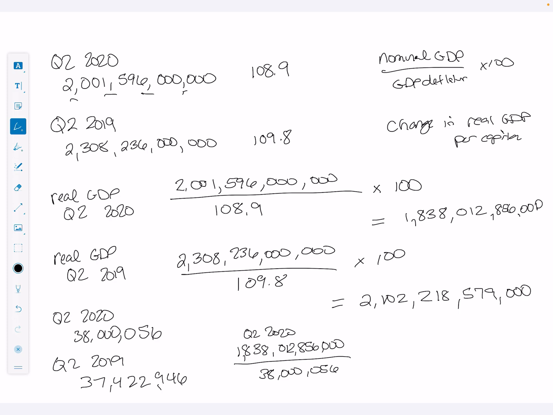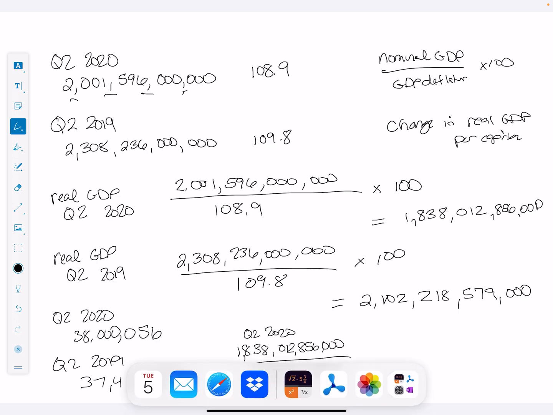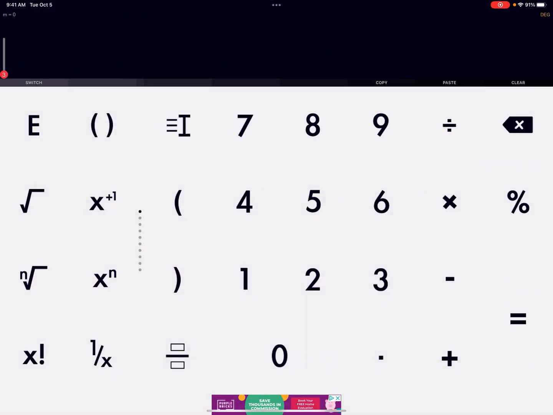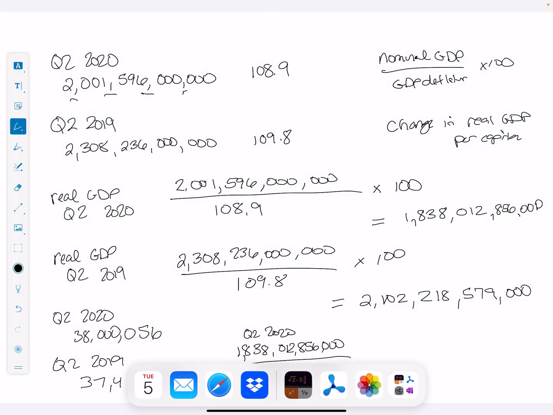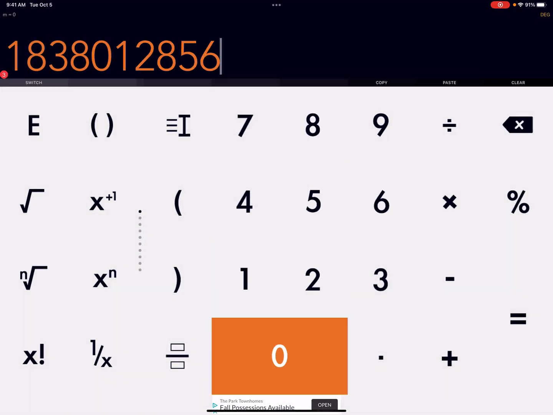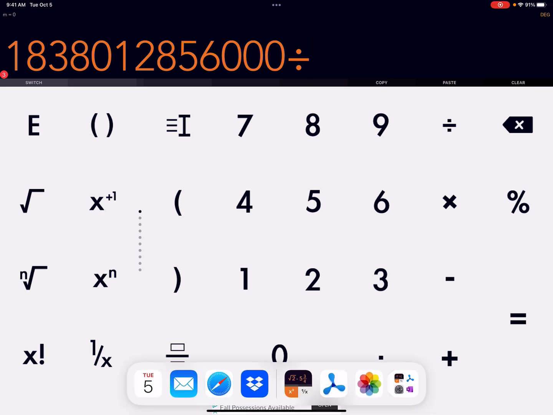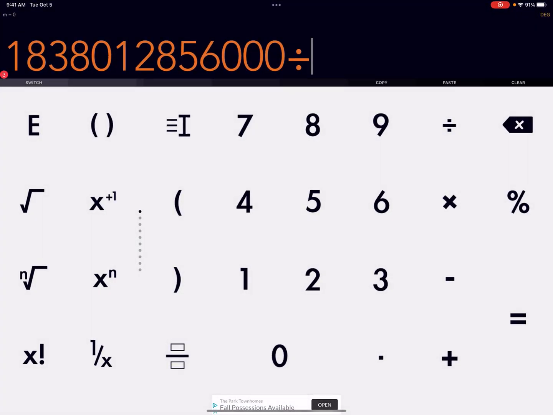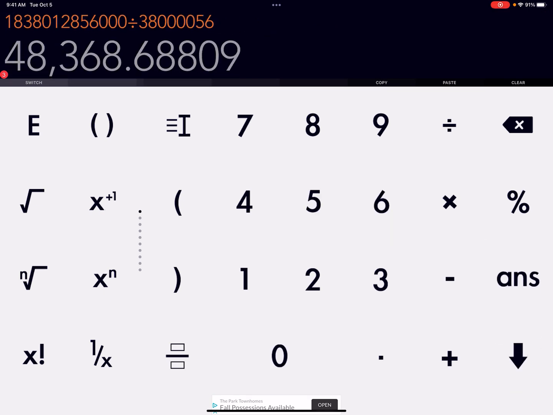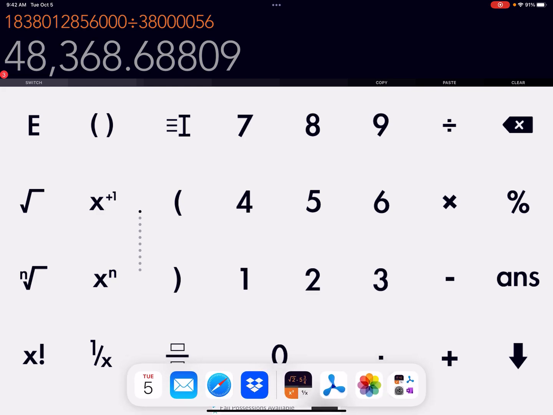38,000,056. Okay. Let's put that into our calculator. It's a lot of numbers to remember, so bear with me. Clear. 1,838,012,856, and our 3 zeros. Divide by our population, and our population is 38,000,056. Okay, so what we see here is that the amount produced per person in Canada for the second quarter of 2020 was $48,368 and 69 cents.